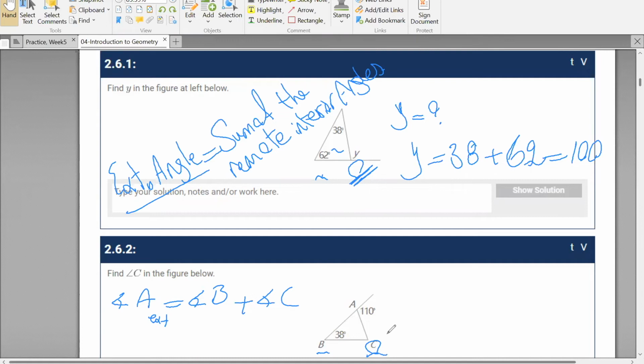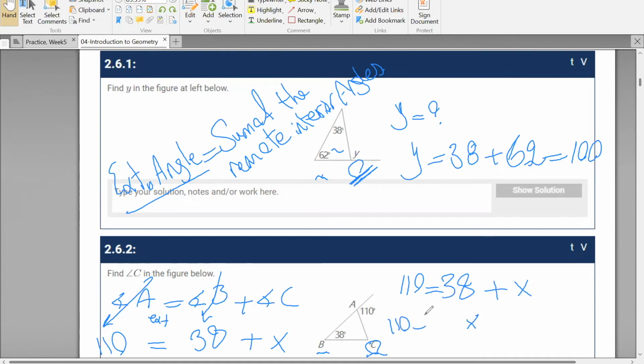If that is the case, now you just need to put the numbers here. Angle A is going to be 110. B is going to be 38. And angle C, I call it X. So this is going to be our equation: 110 equals 38 plus X. That's why B and C add up to 110. That's why your friend said X is going to be 110 take away 38, which is 72. Therefore, X is going to be 72.